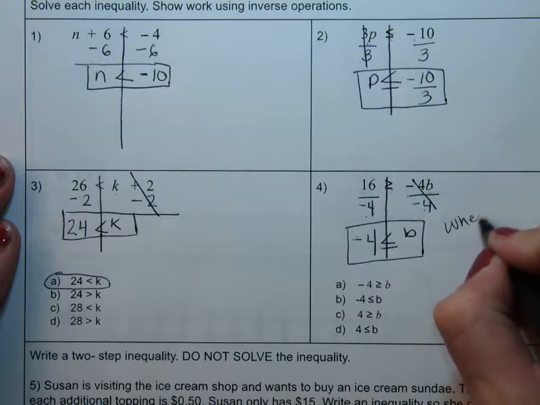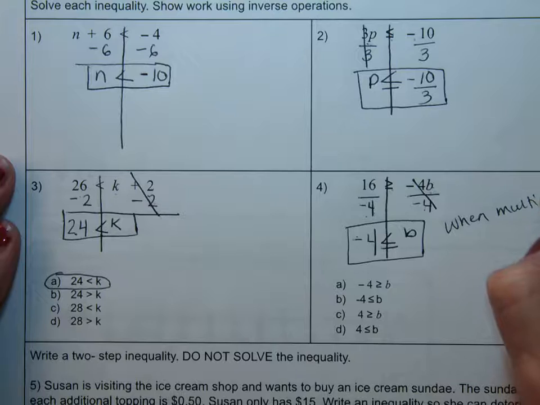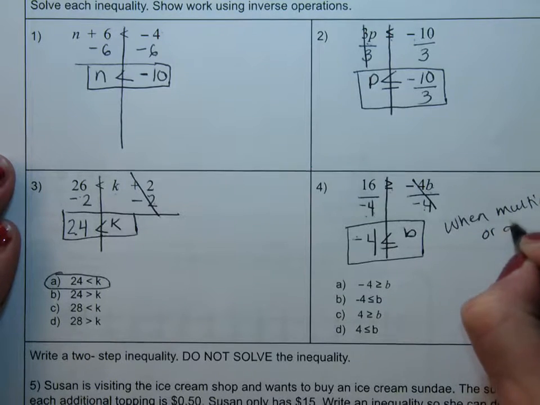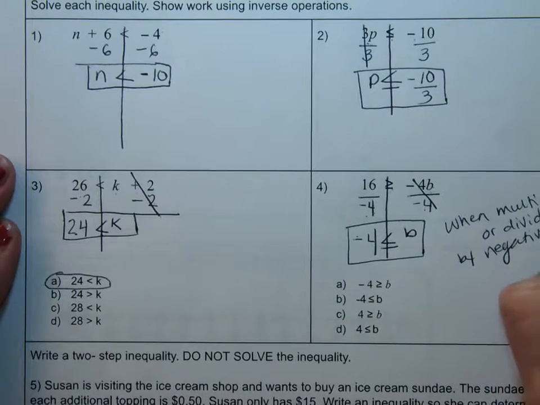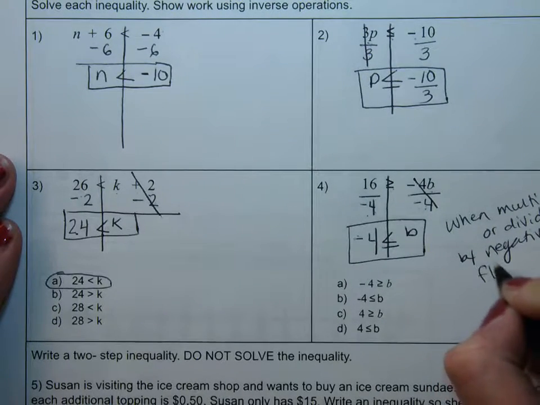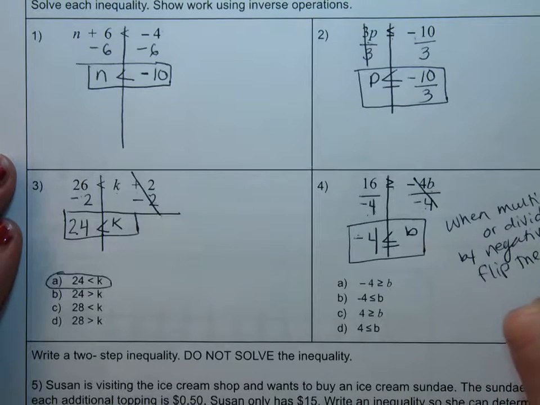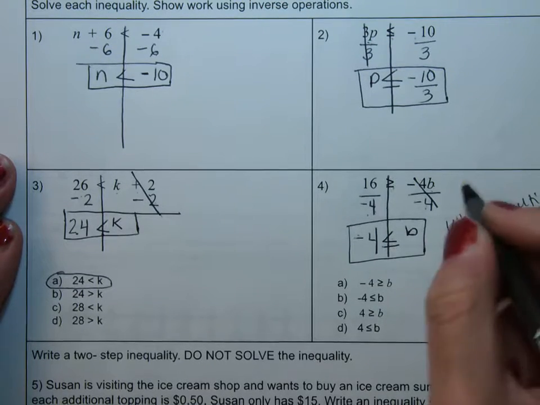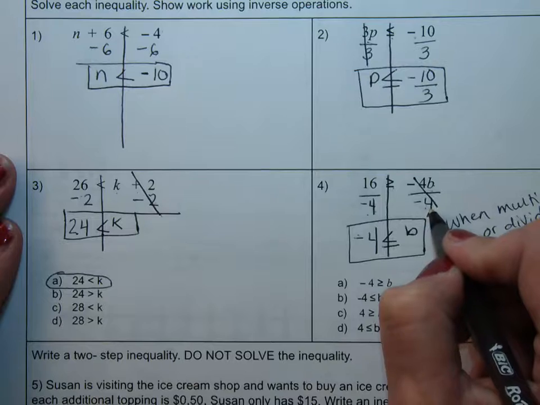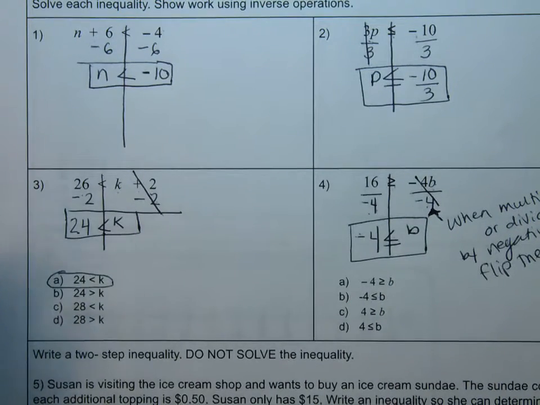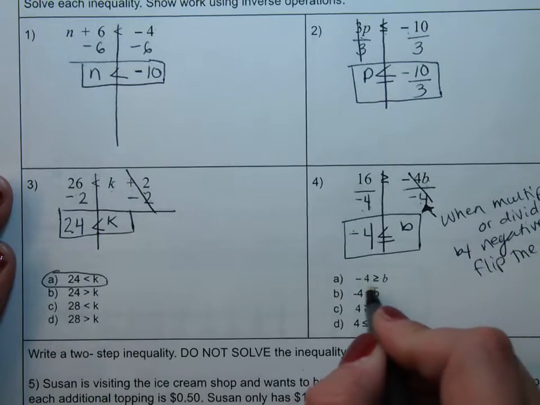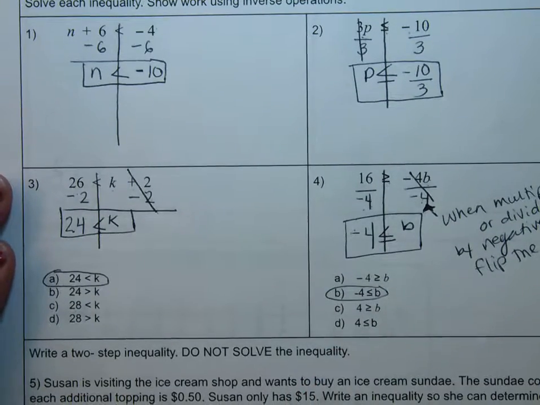Again, when multiplying or dividing by a negative number, you have to flip the symbol. Alright, and this is when we are dividing by a negative integer. So we will have the answer of B.